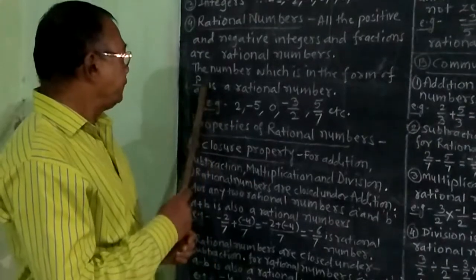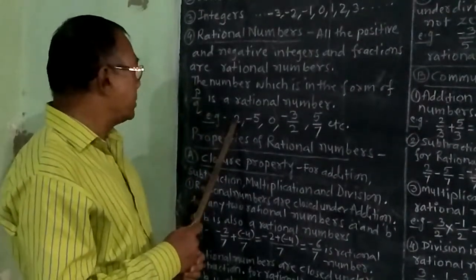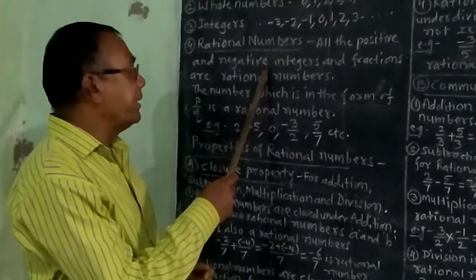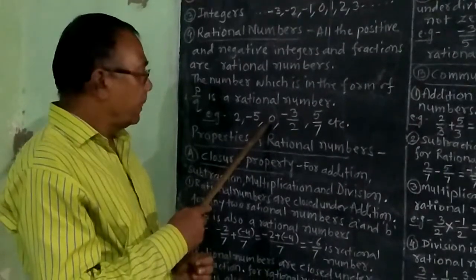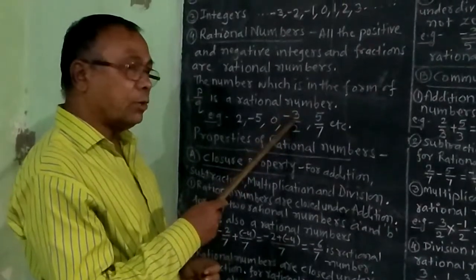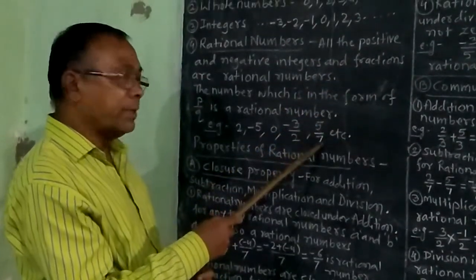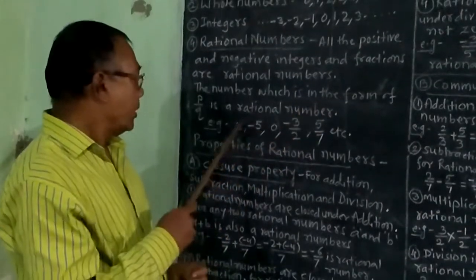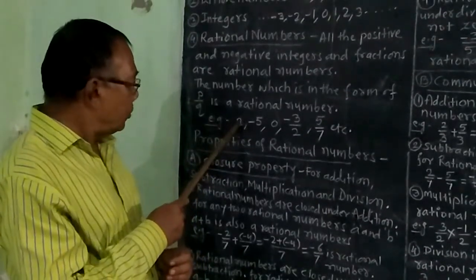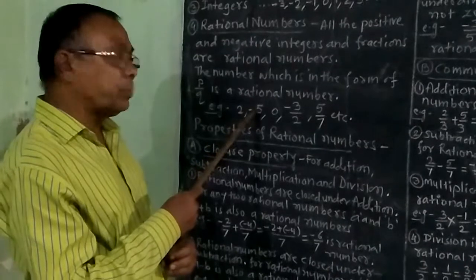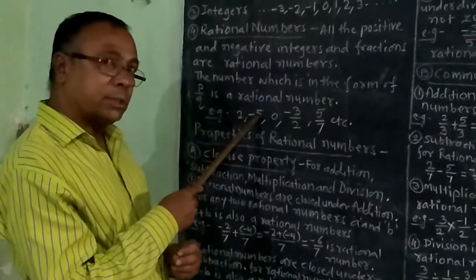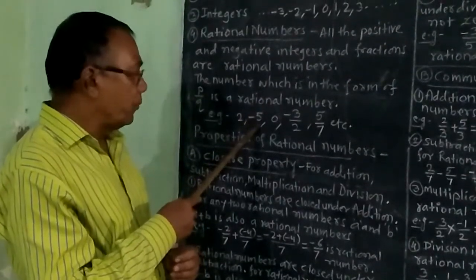Now if we consider 2, that is a positive integer, -5 is a negative integer, 0 is also an integer, then -3 upon 2 is a negative fraction, and 5 upon 7 is a positive fraction. In this way, 2 can be written as 2 upon 1, means p is 2, q is 1. Similarly -5 can be written as -5 upon 1. Here -5 is p and 1 is q.